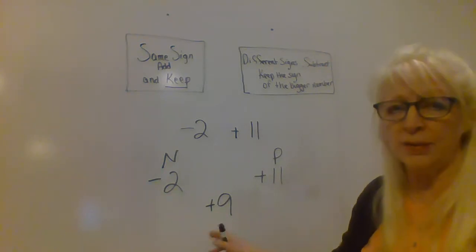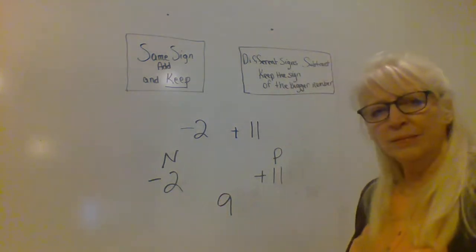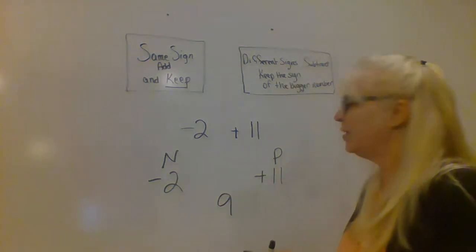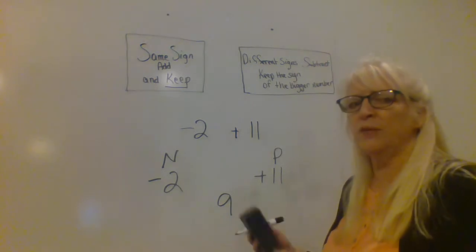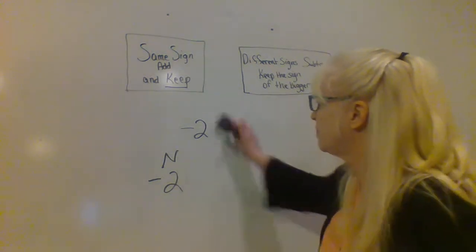So you can either write positive 9, or you can just write 9 without the positive sign. Both of them are correct. This one's a little bit better, but if you'd like to write the positive sign right now, that's fine too. Let's try another one.